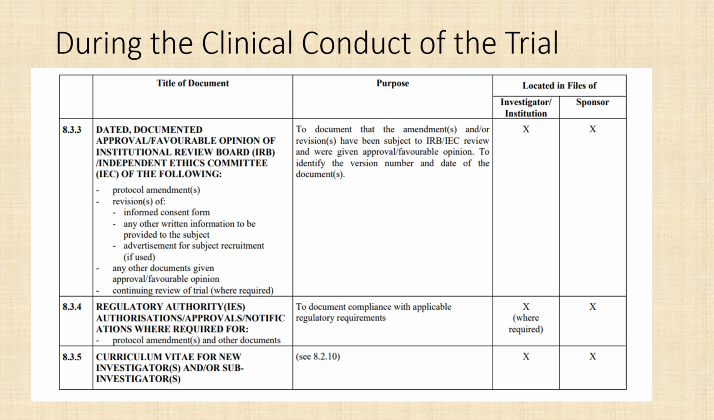Dated, documented approval or favorable opinion of the IRB or IEC of the following: protocol amendments, revisions of the informed consent form, any other written information to be provided to the subject, advertisements for subject recruitment, any other documents given favorable opinion, and continuing review of the trial. Why? The purpose of having this document at both the investigator and the sponsor is to document that the amendments or revisions have been subject to IRB or IEC review and were given favorable opinion, and to identify the version number and the date of the document.